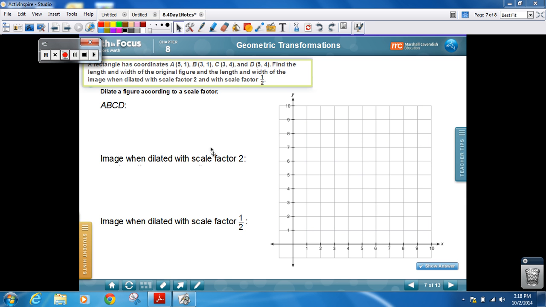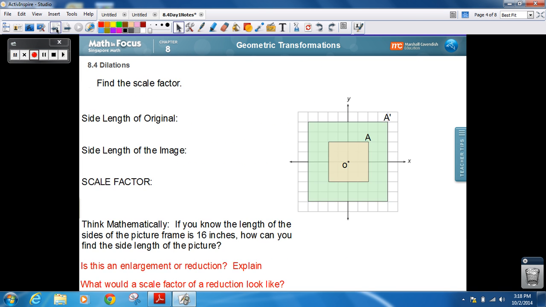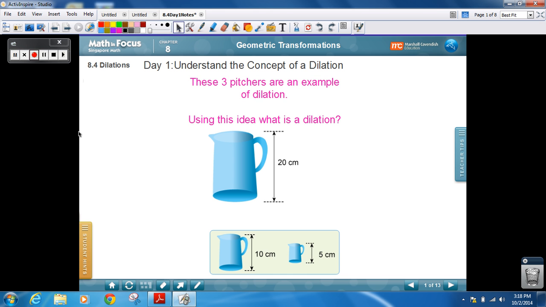Today we will be going over our fourth type of transformation, and that is the dilation. So let me get back to the beginning here, that would be helpful. Day one is understanding just the concept of dilation. If you look at these three pictures, those are dilations of one another.